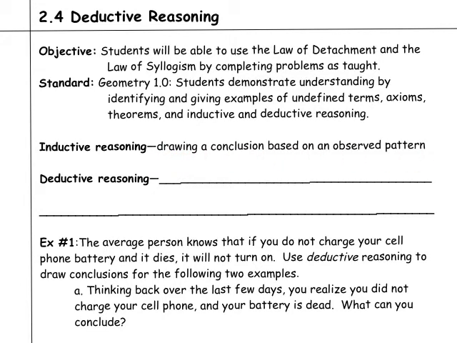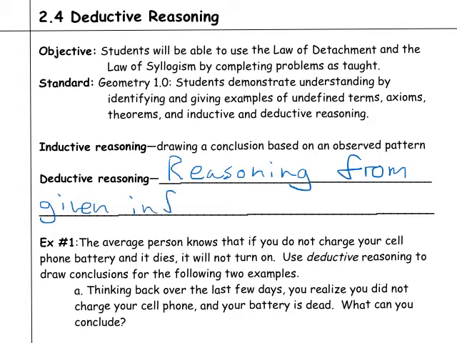Deductive reasoning is a little bit different. This is reasoning from given information, so given info, to a conclusion. And if any of you guys are Sherlock Holmes fans, this is what he does. In fact, I'm pretty sure he has some famous quote, he says it a lot, about, Dear Watson, deductive reasoning.